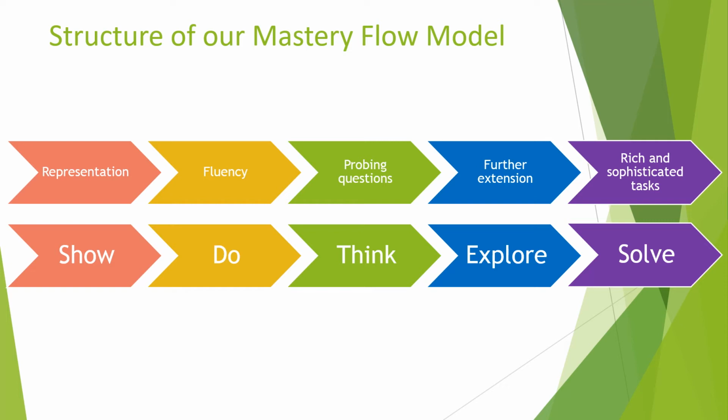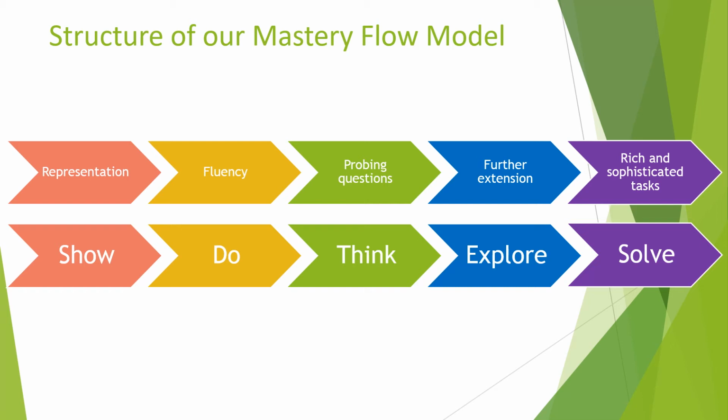The do stage is where children are expected to complete a series of fluency questions relating directly to the learning objective. Children are expected to do this as independently as possible. Once children have grasped the fluency questions, they move on to the think stage. Here, children are taught and encouraged to show their understanding by explaining their reasoning to a problem.